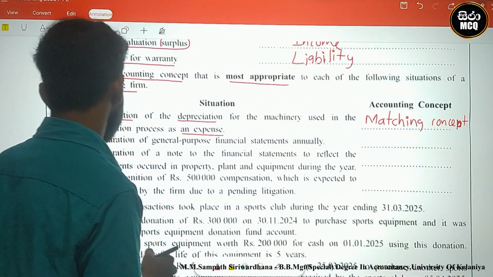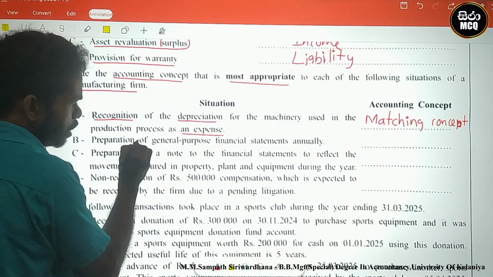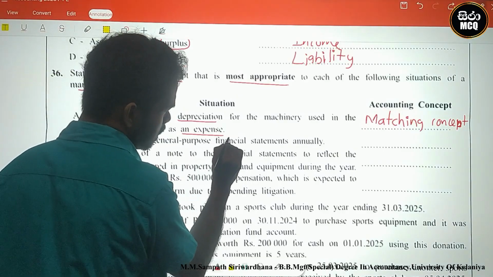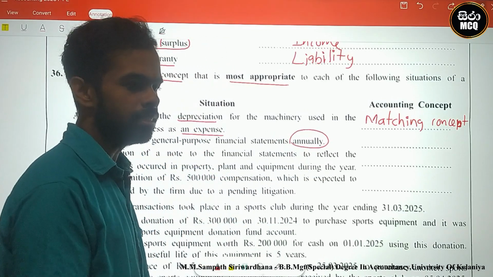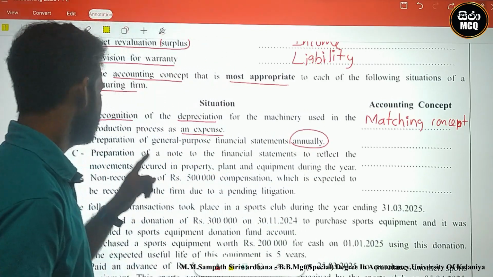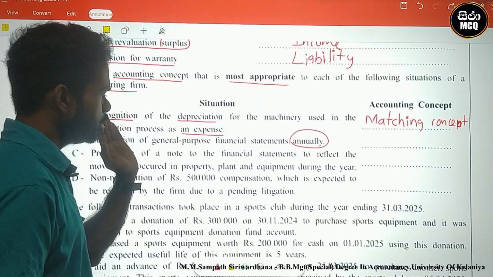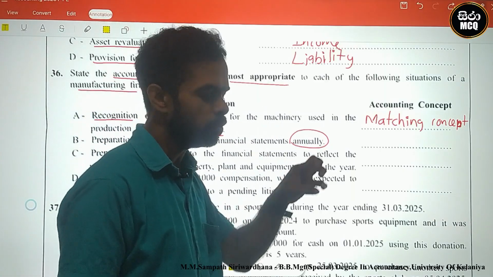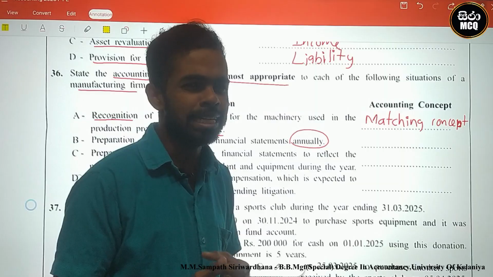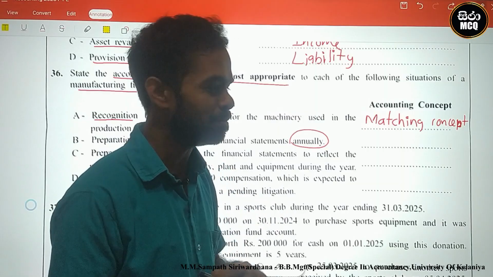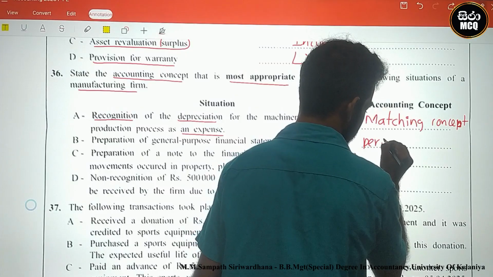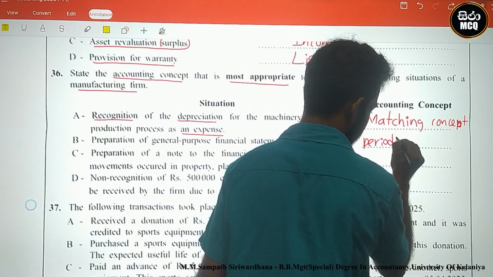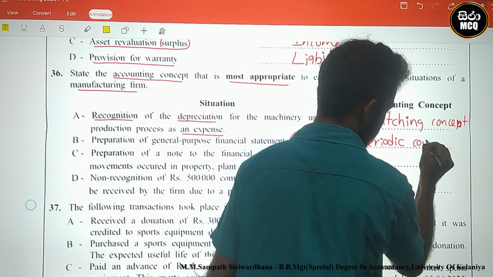Okay, let's see the second one. Preparation of general purpose financial statements annually, year by year. This is the major point: annually. Preparation of general purpose financial statements annually means period by period they prepare financial statements. Periodic concept.